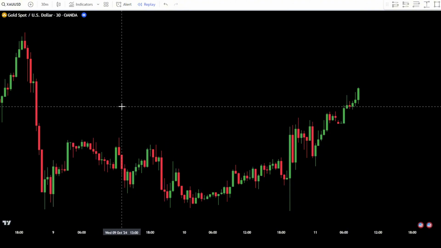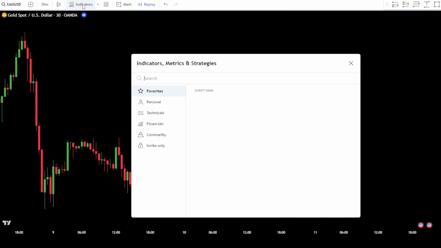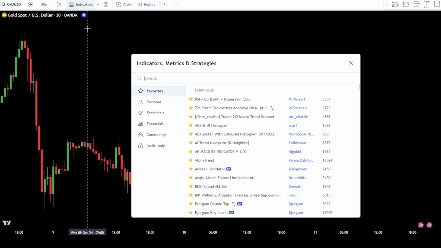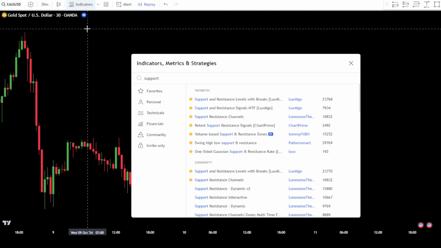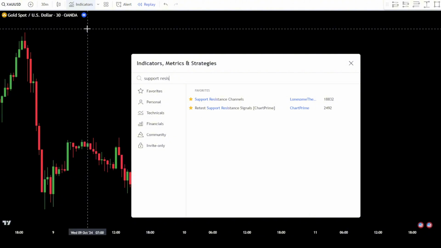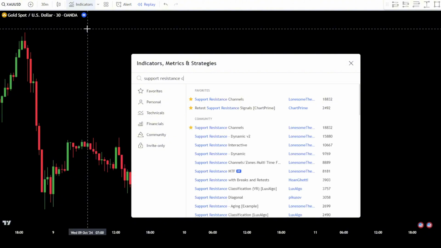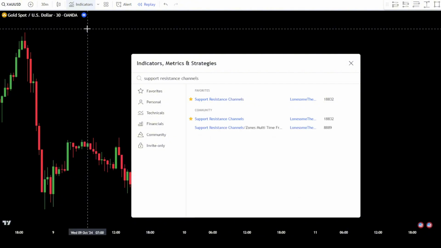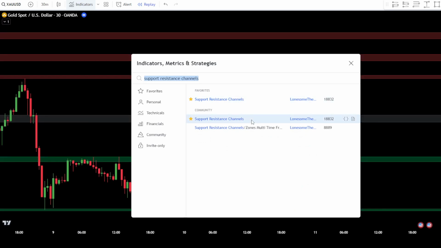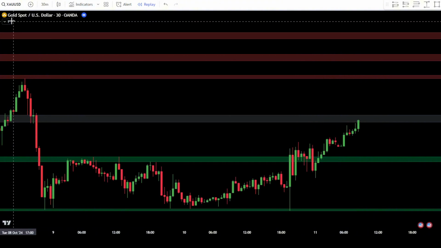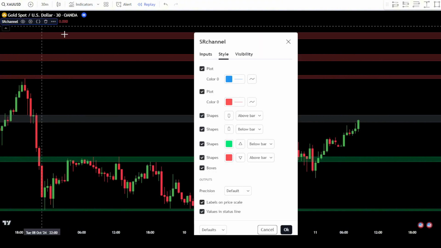After that, go to the Indicator Search tab. In the Search tab, type Support Resistance Channel. Then, just select the Support Resistance Channel indicator from LonesomeThe Blue. After that, make a few adjustments to the Support Resistance Channel indicator.